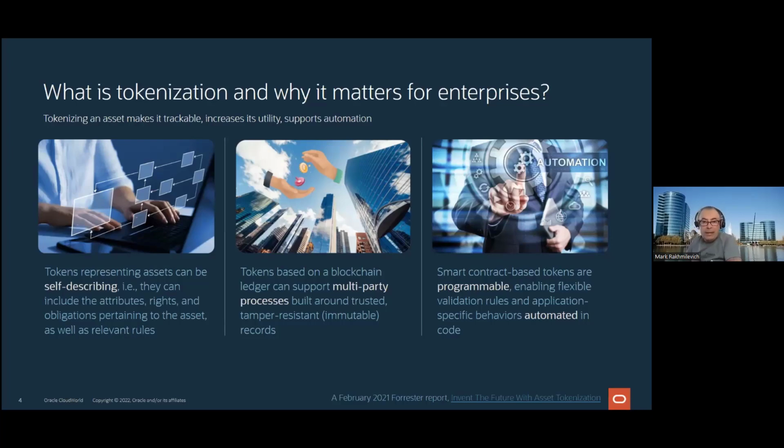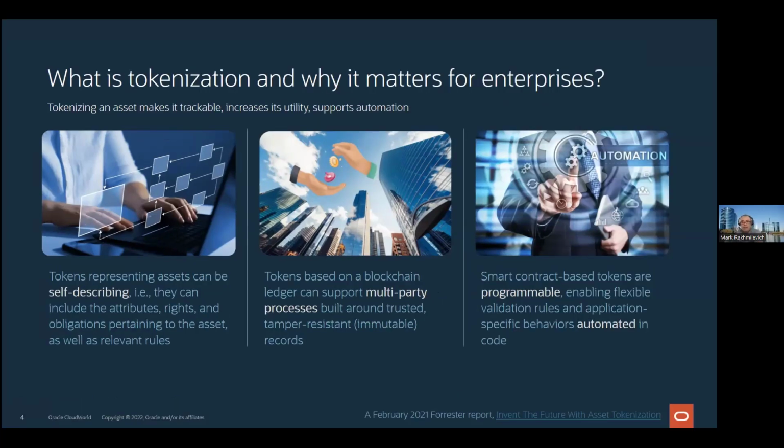When tokens are based on a blockchain ledger, you now have the ability to use them in multi-party processes so that you can leverage the trusted, tamper-resistant, immutable record that the blockchain provides. This essentially enables asset exchanges, trades, and exchange of tokens across multiple individuals, multiple organizations, and so on, which you could not do in a trusted manner without the blockchain ledger. You have to go through intermediaries and so on, if you think about how digital assets are generally traded prior to blockchain capabilities.